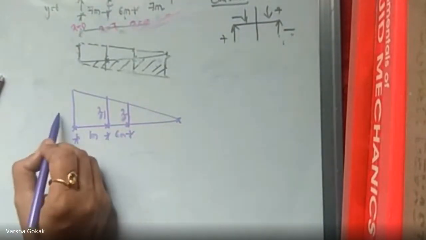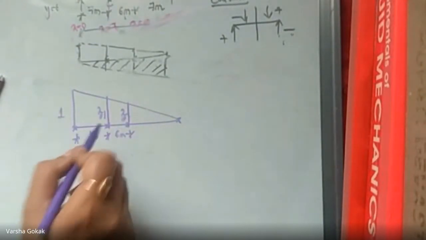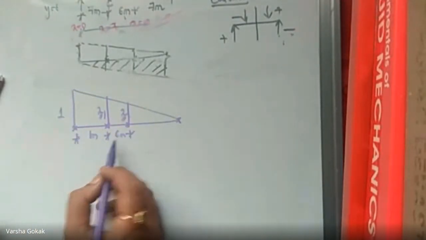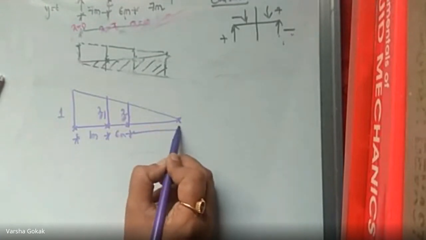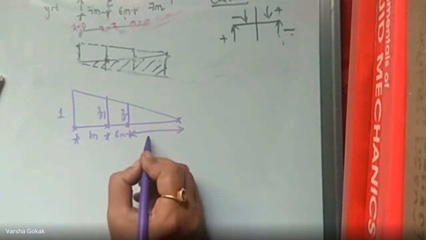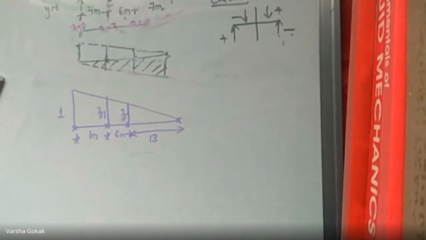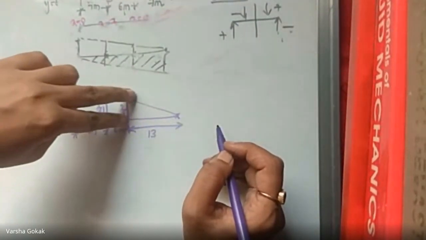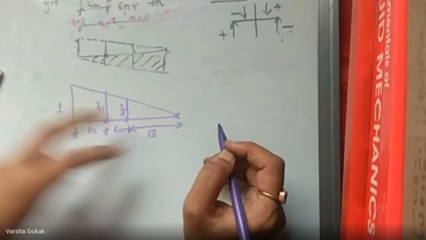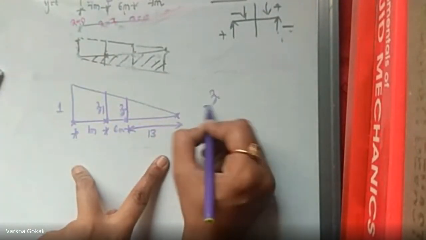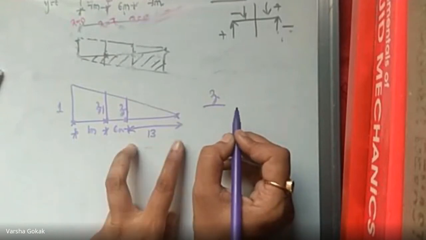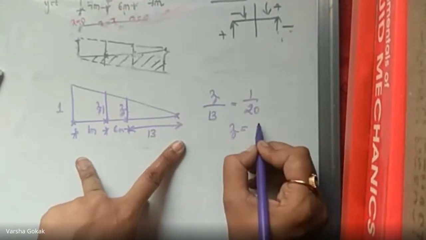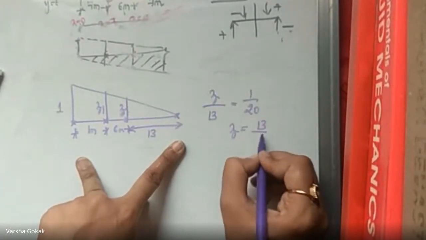Now again find the value of Z1 and Z from this particular triangle, using the similar triangle rule. So what is the remaining distance here? 1 and 6 means 7. This remaining distance would be 13. Correct? So get the values of Z1 and Z. It is going to be Z divided by 13 equal to 1 divided by the entire span, 20. So Z value is going to be 13 by 20.